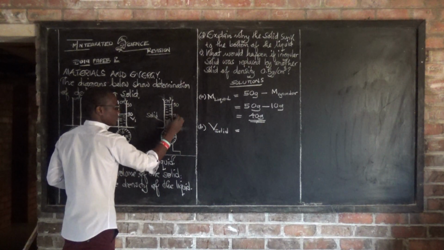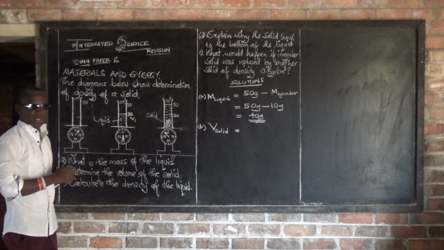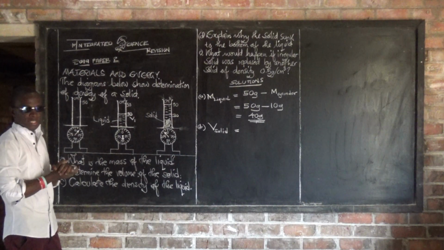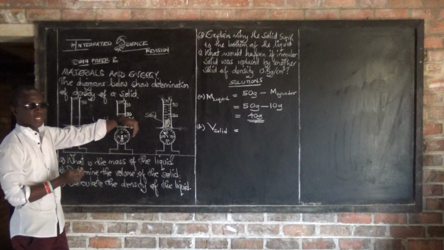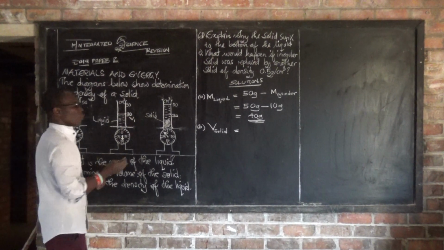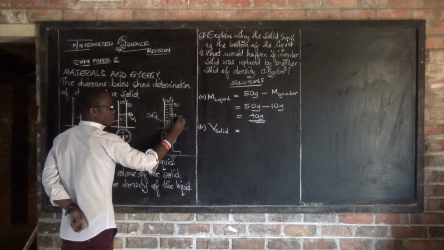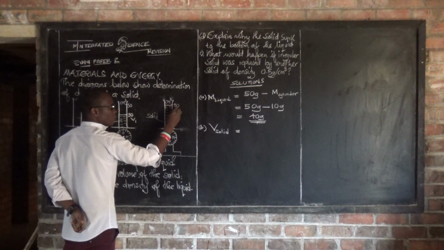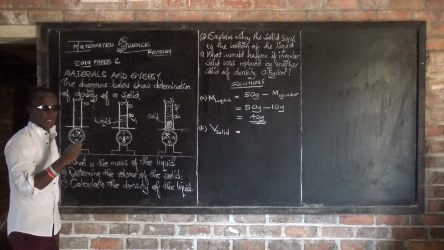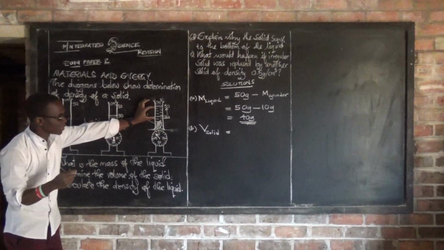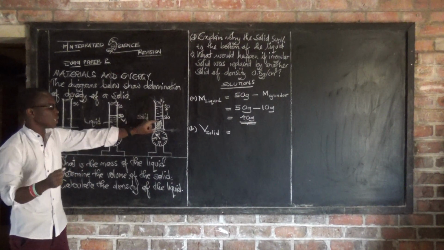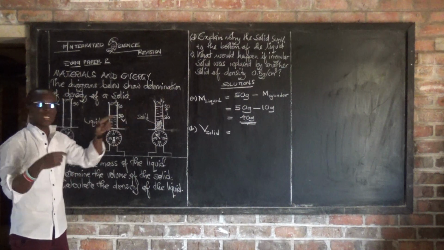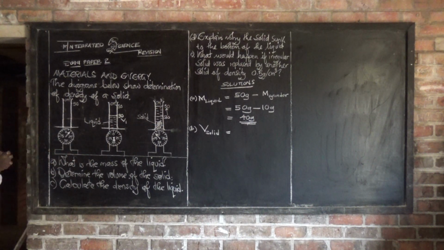Are we together? It was at 30. The level of the liquid was at what? 30, after immersing the solid. The water level rose from 30 to what? To 50. So now this difference is what you call the volume of the solid. The difference from 30 to 50 is the volume of the solid.